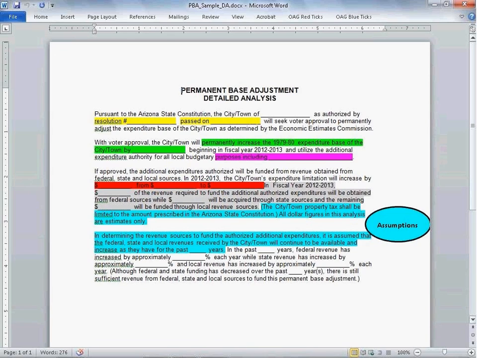When using the League's packet, there are parenthetical remarks that may or may not apply to your entity. When the wording does not apply to you, it should be deleted from the analysis. Likewise, if the wording does apply, it should be included and the parentheses around the statement should be removed.